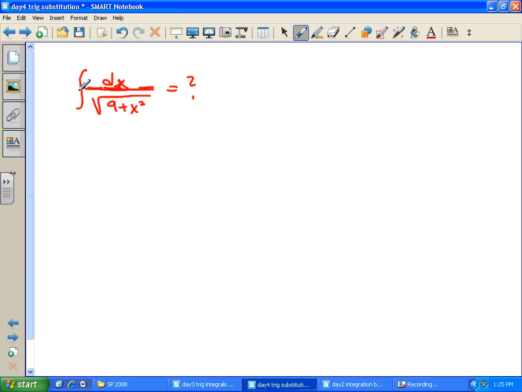Well, if it had been just this, dx over 9 plus x squared, there is a package formula, right? And what is that formula? The arctangent function, so 1/3 arctangent x over 3, right? Important formula, we should know that one. What if it was something like this, dx over the square root of 9 minus x squared? That's another important formula that we should know. That's arcsine, right? It's arcsine of x over 3, right?